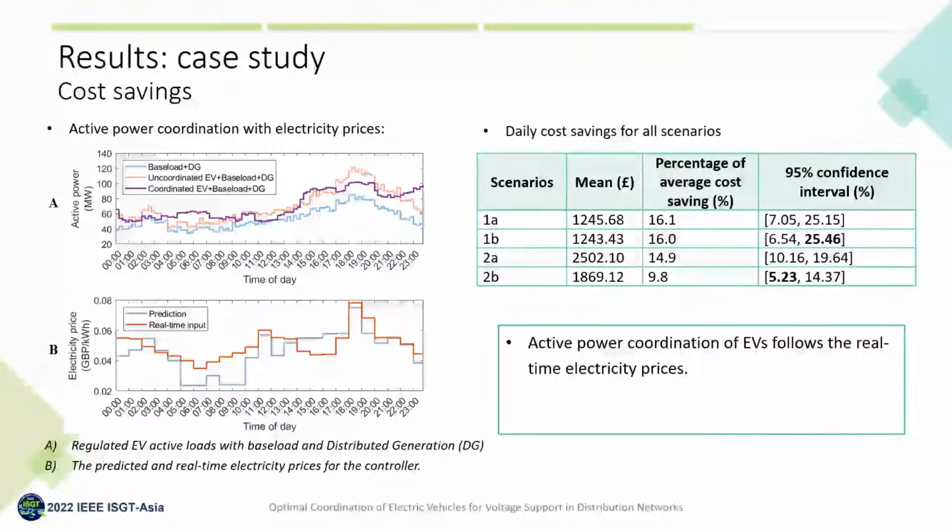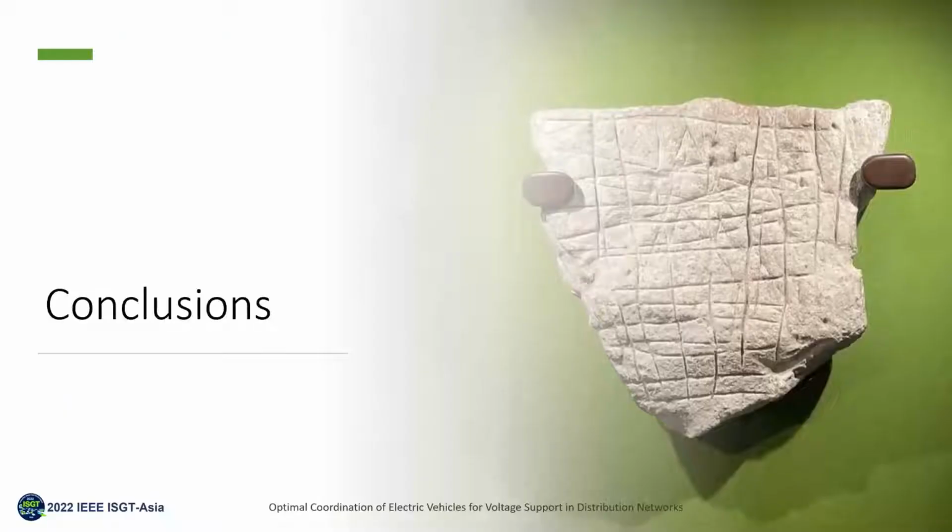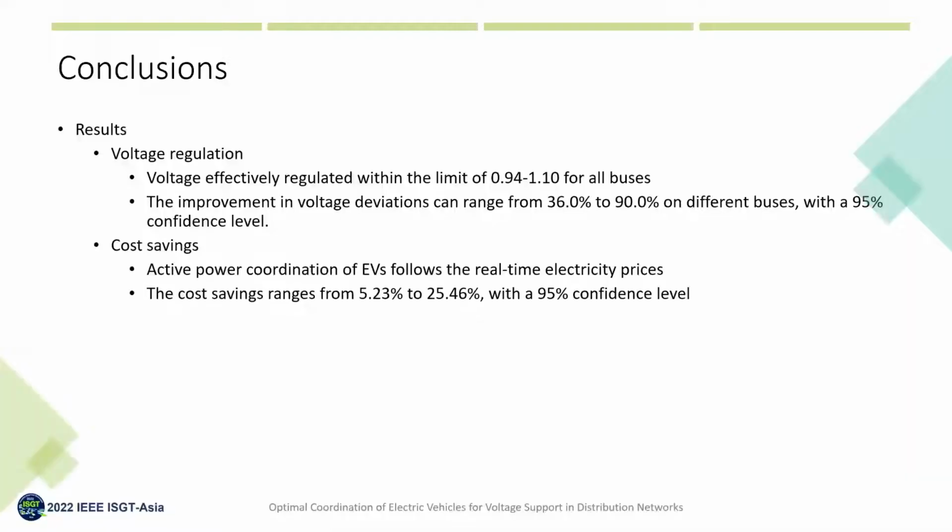The table here shows the daily cost savings for all scenarios. It can be seen from the table that the cost savings range from about 5% up to about 25%. In summary, the proposed tool can effectively reduce the voltage deviation to within the limit and reduce the total costs for the transactions happening in all the charging stations.